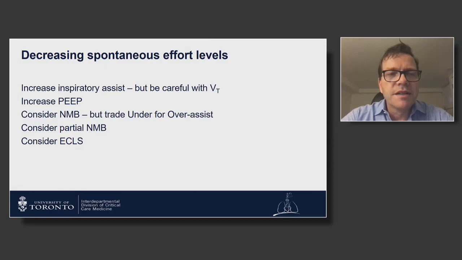And here, if those two things don't work, this is when we might be considering sedation and neuromuscular blockade if the patient's severity of illness warrants that. Next slide, please.